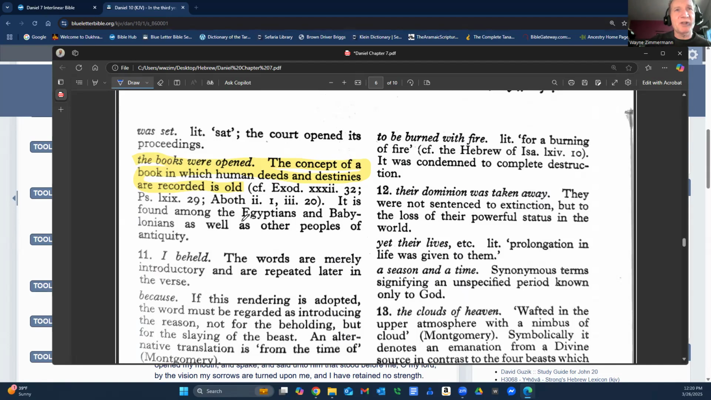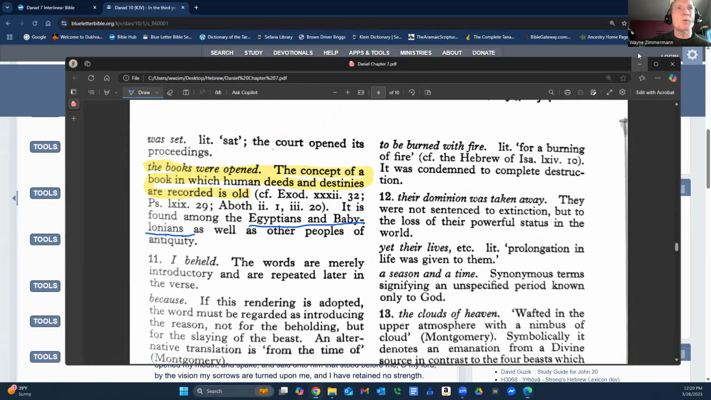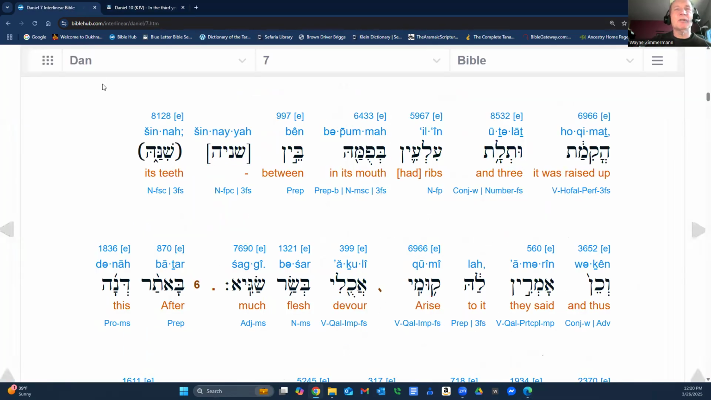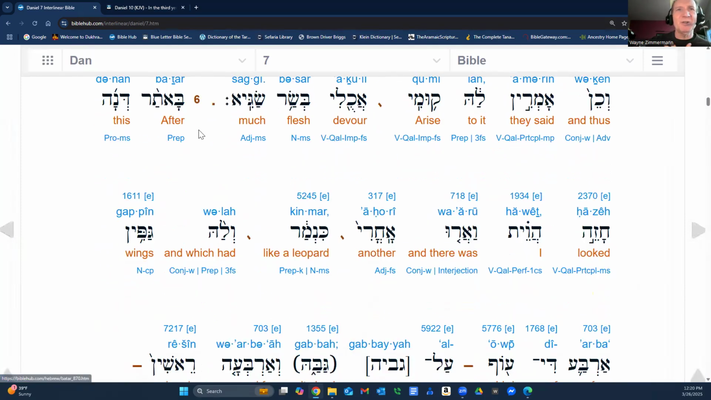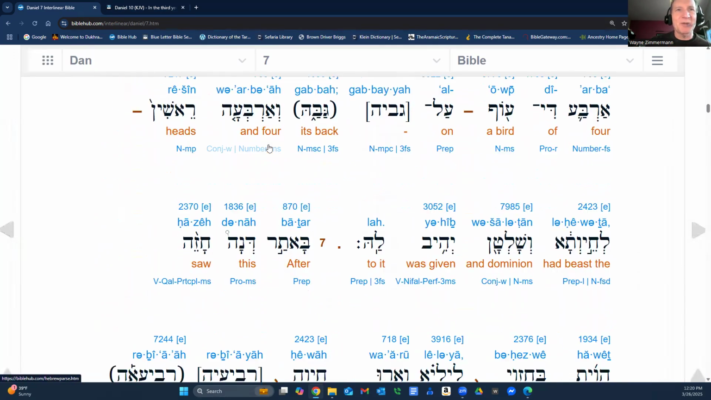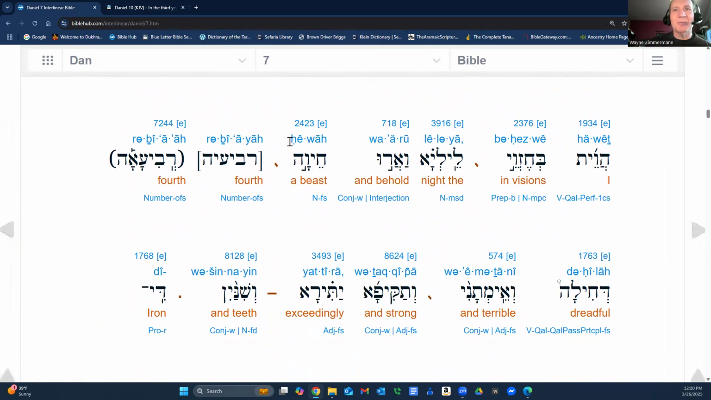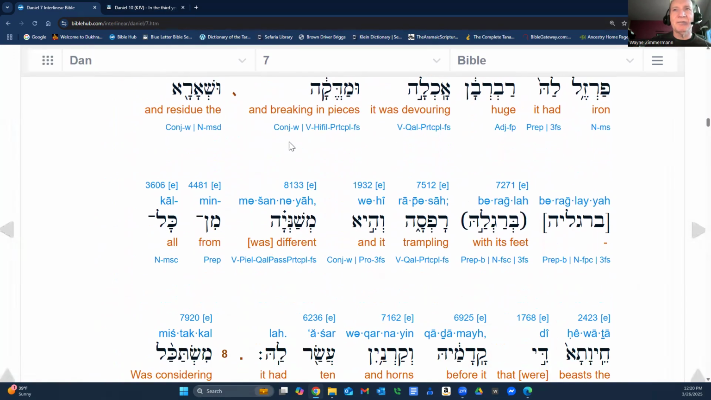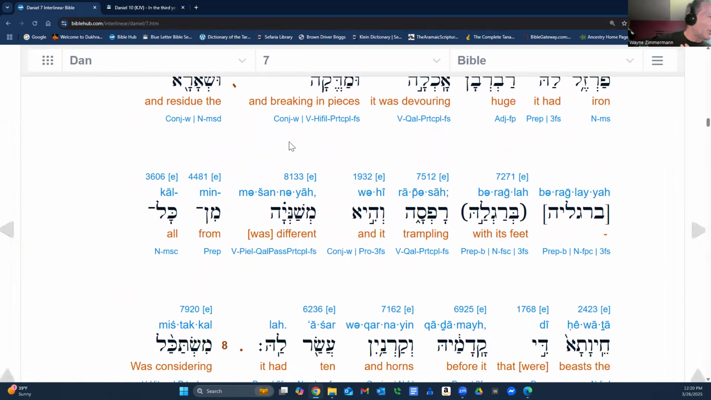They also make reference that in other religions of antiquity, of the Egyptians and the Babylonians, there's also this idea of books being written and things that we learn about of our deeds being recorded in these books. So as we continue here, just unpacking some of this, the idea of what Daniel was seeing.